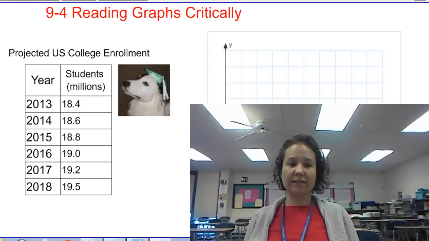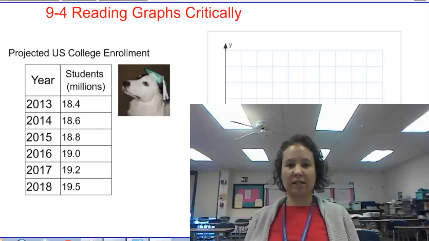So we're going to create two graphs for the information from the table on the left. And this is projected U.S. college enrollment for people at an undergrad level. So this is like when you first graduate high school. And you can see that for 2013, the projected level was 18.4 million students at the undergrad level.